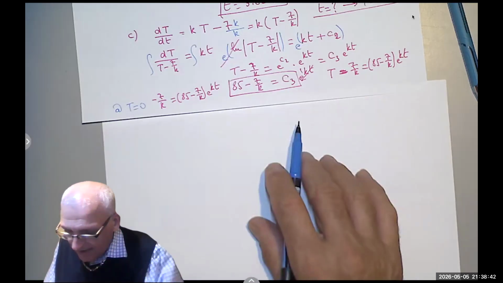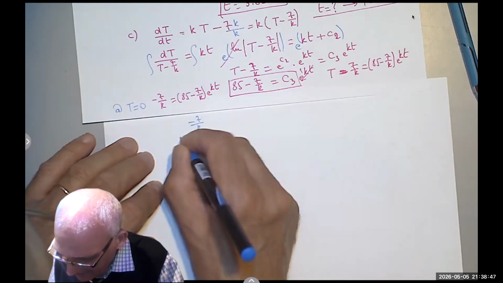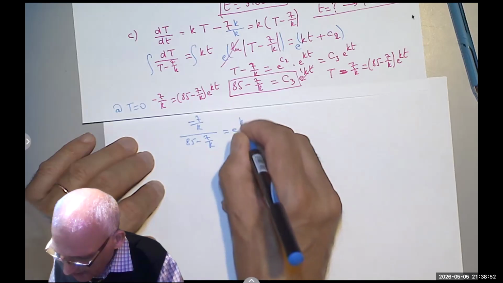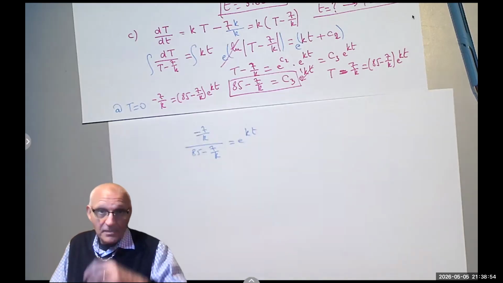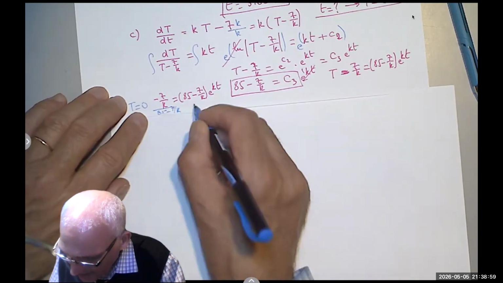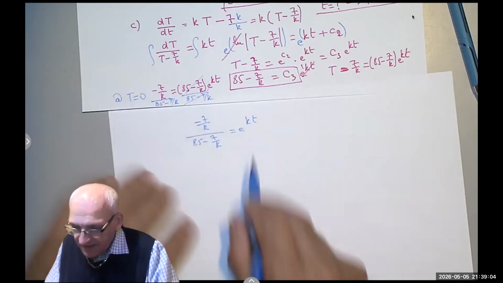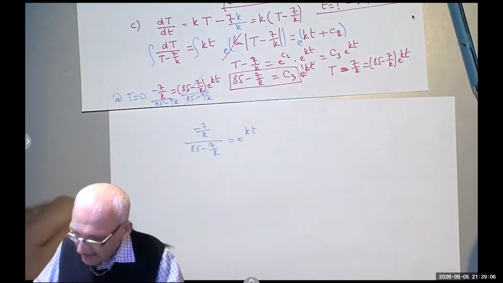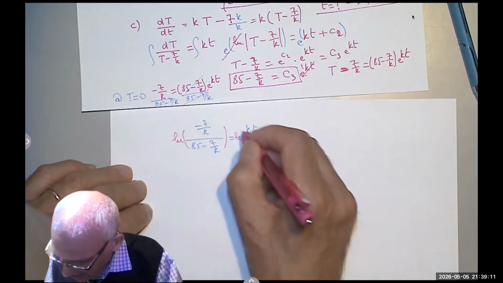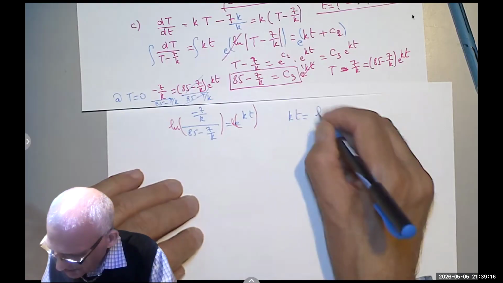At t equals 0, I have to divide both sides, so I get negative 7 over k divided by 85 minus 7 over k equals e to the kt, right? If I divide both sides by 85 minus 7 over k, these cancel, and you get e to the kt. Then, like I did many times now, I'm going to take the natural log. So the left-hand side would be kt equals natural log.